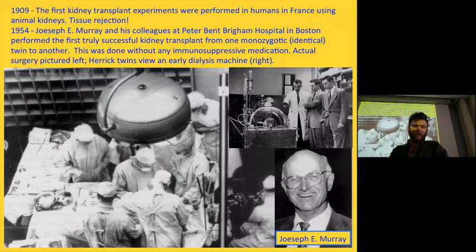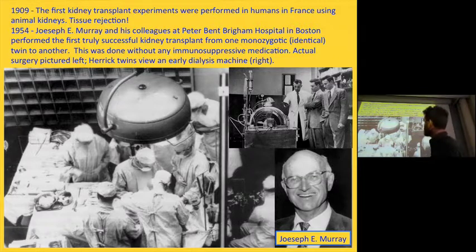So in 1954, this guy, Joseph Murray, in Boston, is the first to perform a successful kidney transplant on identical twins. And here they are, the Herrick twins. I don't know which is who, but one of them's got kidney disease and the other's got two healthy kidneys. And so they're going to take one out of one and put it into the other.